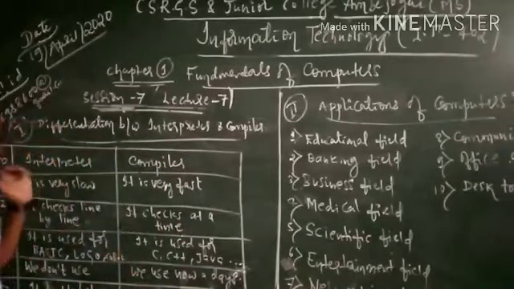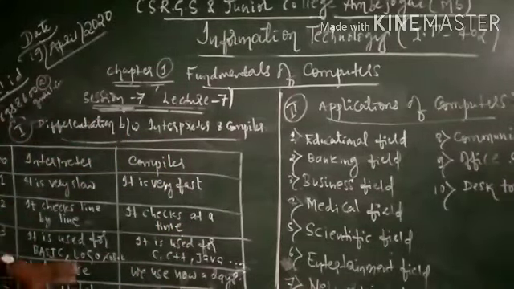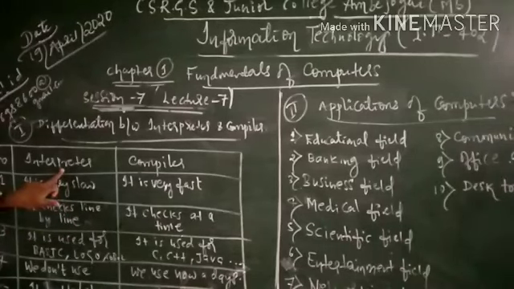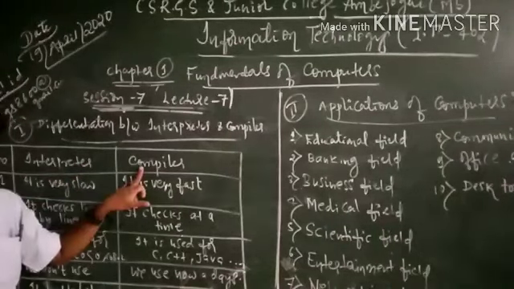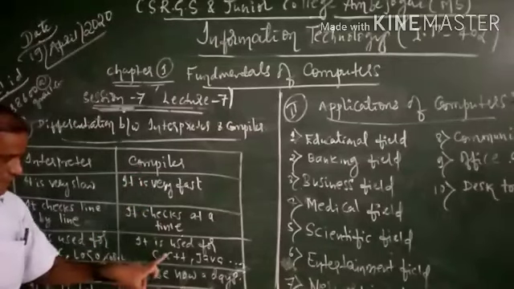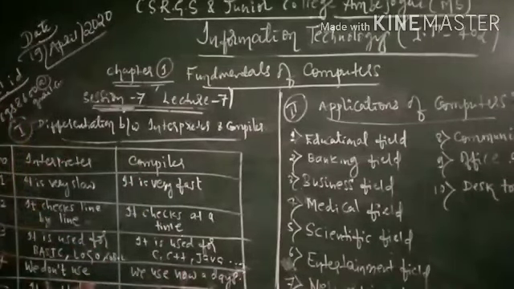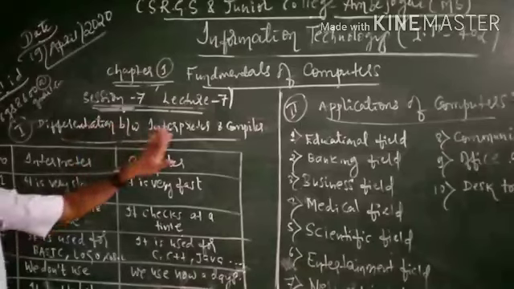So these are the differences of interpreter and compiler. The interpreter is very slow. Nowadays we use the compiler because it is very fast, because nowadays we use C, C++, Java. This is the differentiation or comparison between interpreter and compiler.